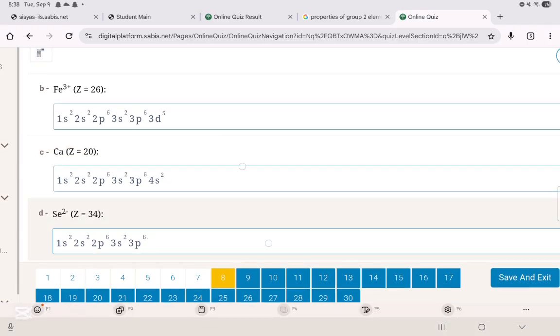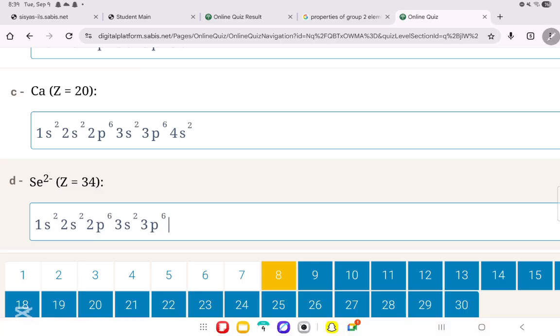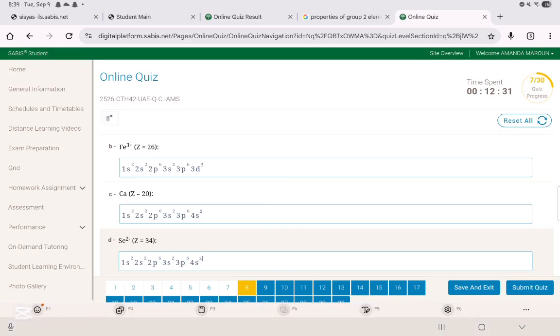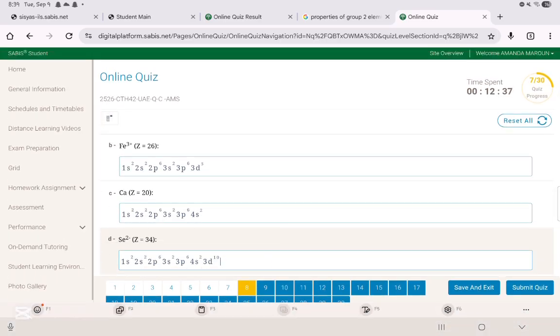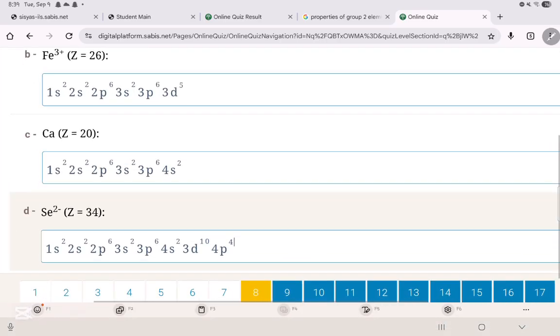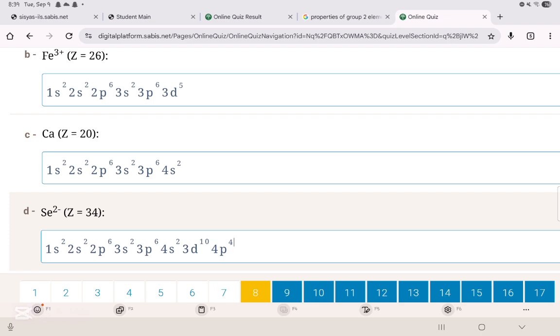Now, Se2 minus. So it has 34 electrons or protons, and we need to fit them. So let's do it together. 1s2, 2s2, 2p6, 3s2, 3p6, 4s2. How much is this now? This is now 20. Then 3d10. This is now 30. Then 4p4. Okay, so this is now 34. Let's add them all together to check. 2 plus 2 plus 6 plus 2 plus 6 plus 2 plus 10 plus 4. So you're supposed to get an answer of 34.